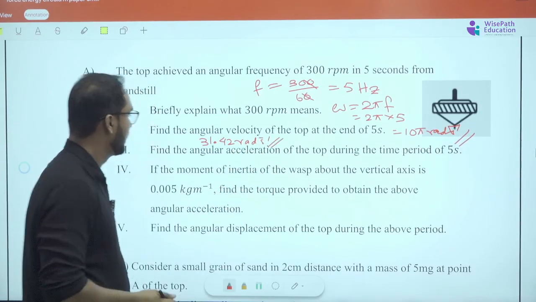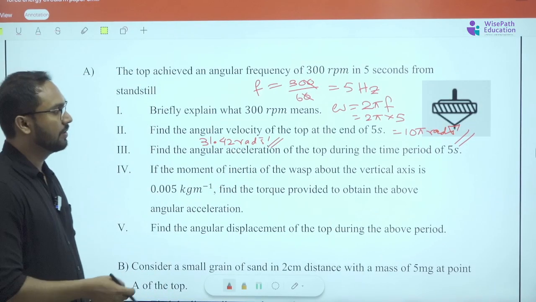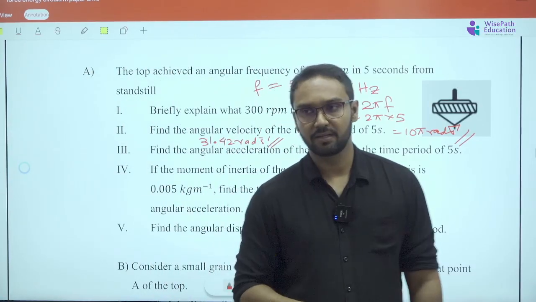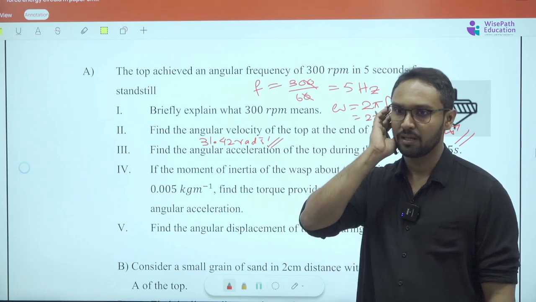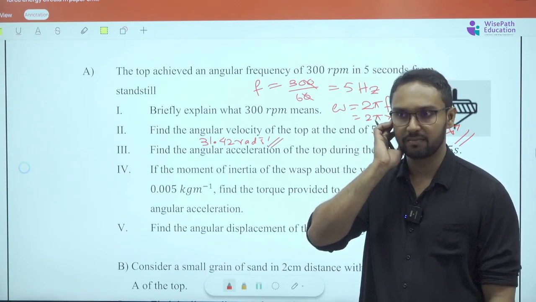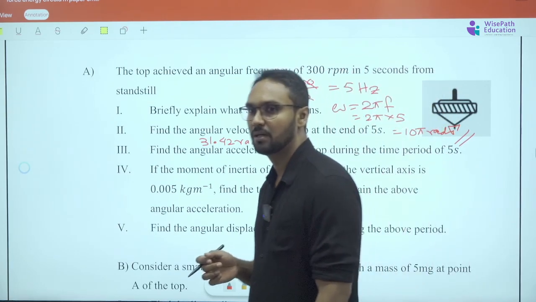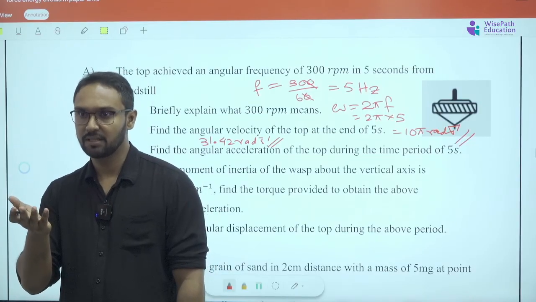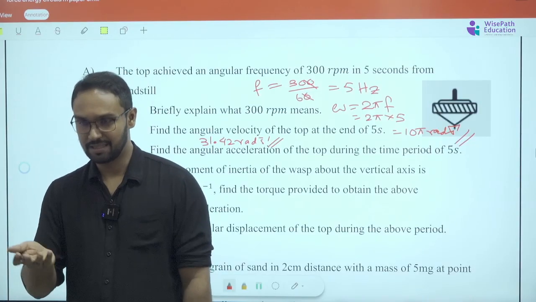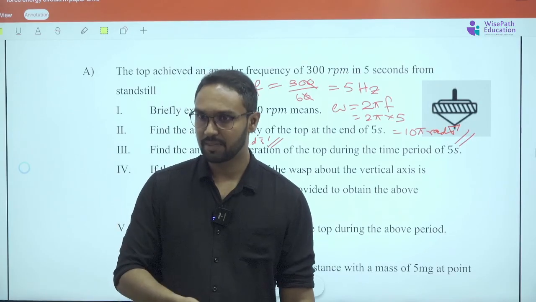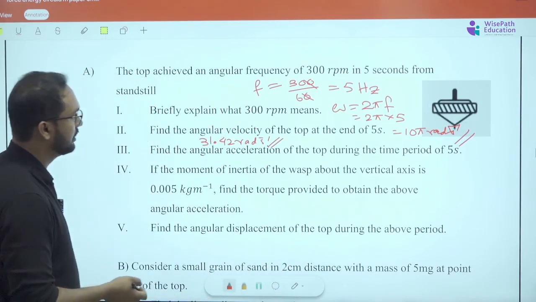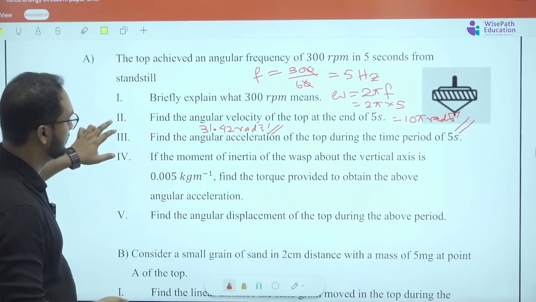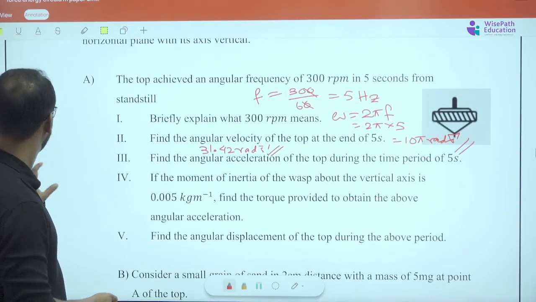Right? Third question, find the angular acceleration of the top during the time period of 5 seconds. How do you find the acceleration? There's an equation for that, right? Omega t equals omega naught plus alpha t, or the omega difference over time. It's the same thing. Even the equation gives the same thing. So if I apply the formula there, I'll come to the board.